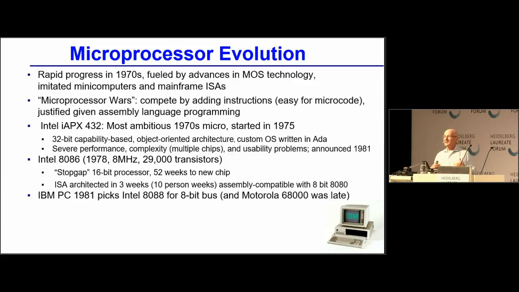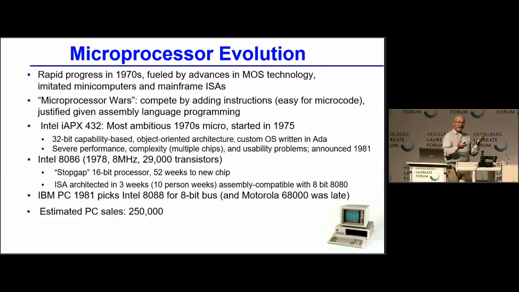IBM had decided to compete with Apple with the personal computer, and they needed a microprocessor. There was another one, the Motorola 68000, that was much like Fred Brooks's instruction set, more elegant, but they were late. They didn't have time for that, so they went with the 86. So the sales forecast at the time when IBM did it was 250,000, which is pretty good, but they were wrong. They were dead wrong.